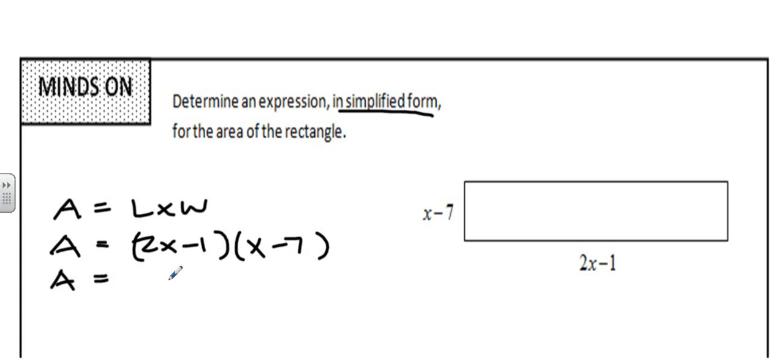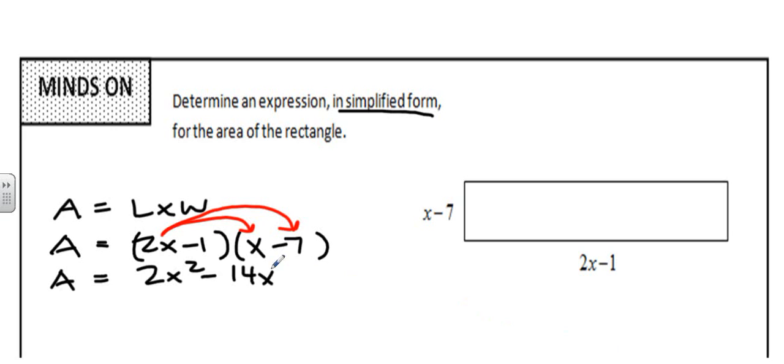Now that's length times width, but it asked for simplified form, and so we need to FOIL this expression. Here I'll use red. We're going to start first times first. So that's going to be 2x times x is 2x squared. Then we're going to do the outsides. So this is outside and this is outside. So we're going to go 2x times minus 7. So that gives us minus 14x.